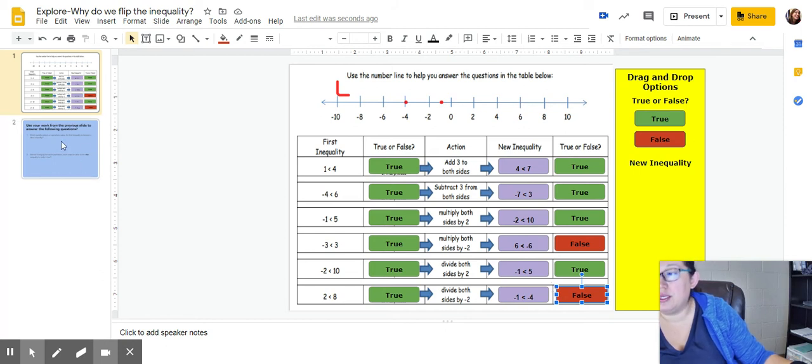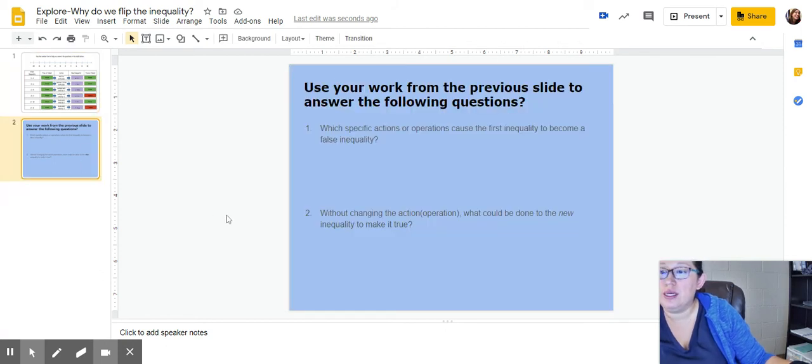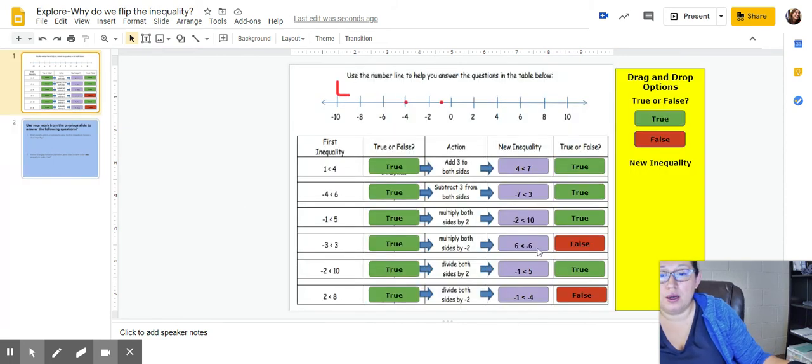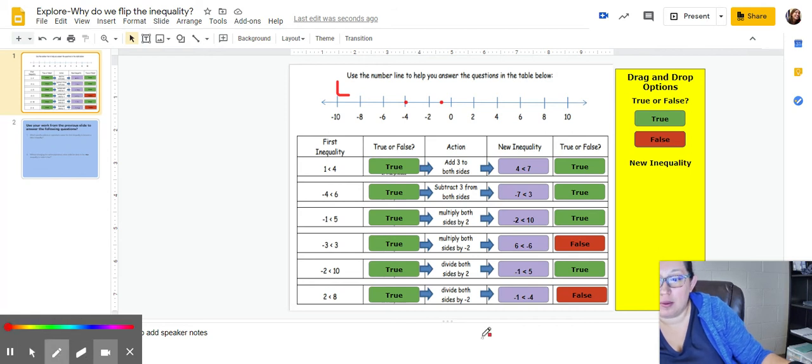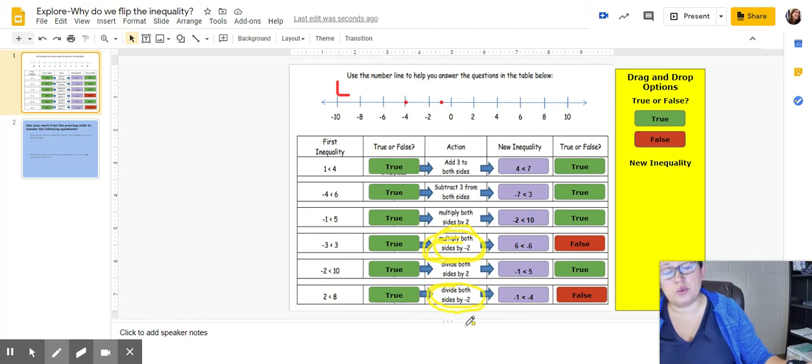Okay, so we came to these questions here on slide 2, and it says, which specific actions or operations caused the first inequality to become false? So if we come back up here, the two actions that caused it to become false, if we look at it right here, multiplying both sides by a -2 and dividing both sides by a -2. Okay, so we can think, well, multiplication and division, but there's some more specifics to it.